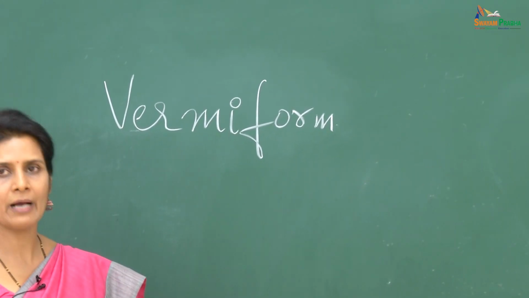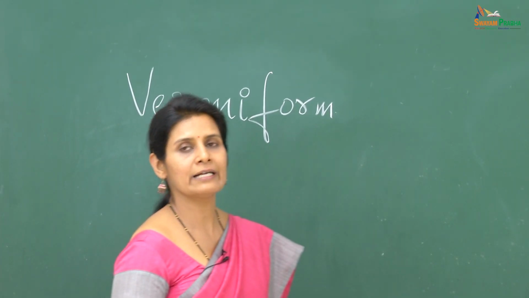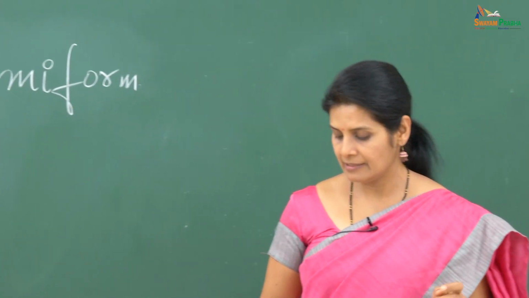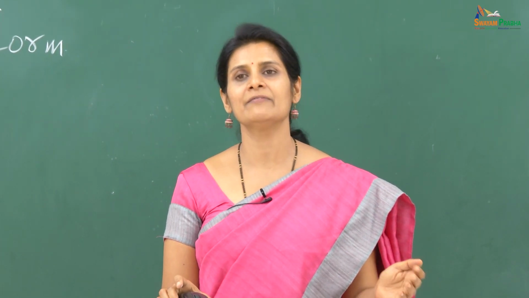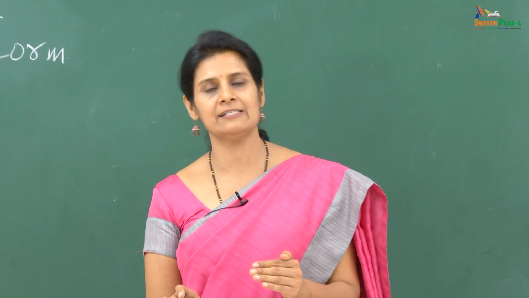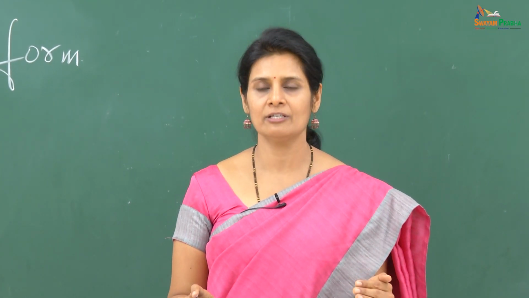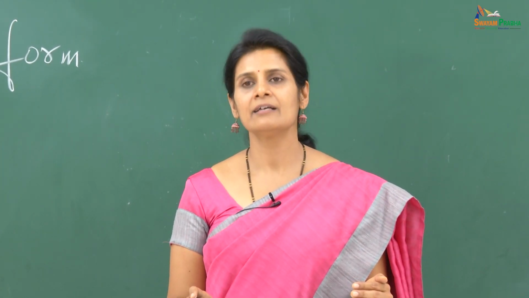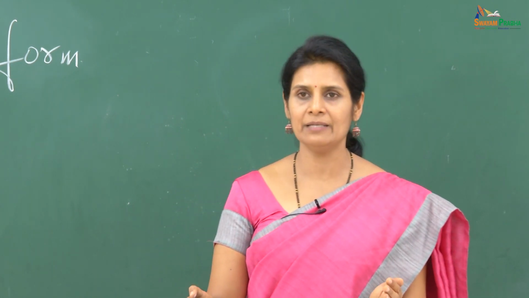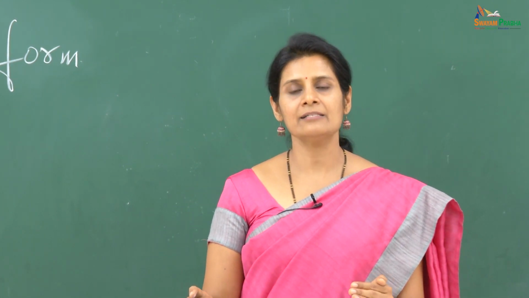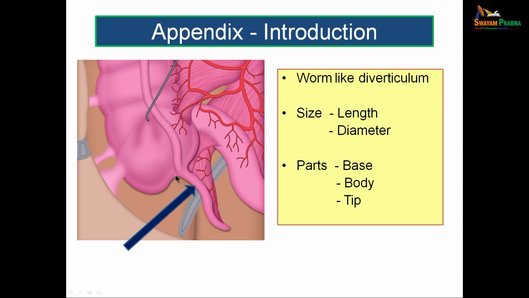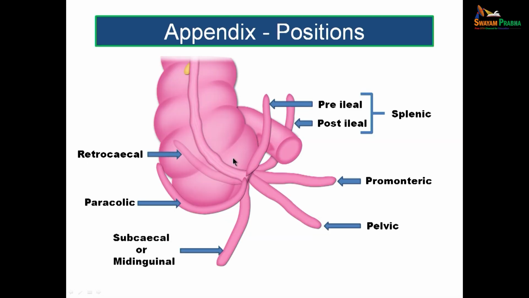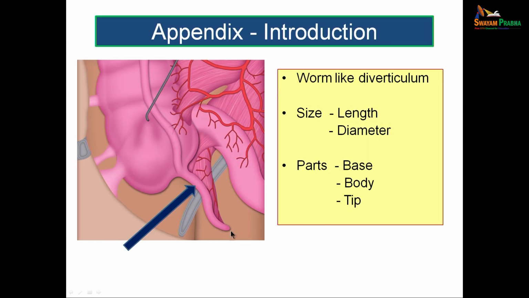This is vermiform appendix. Next, let us look at the size of appendix. The length of appendix varies greatly. It can be anywhere between 2 centimeters to 20 centimeters, an average length being 9 centimeters. The diameter is usually 5 millimeters in size. Next, looking at the parts of appendix, it has a base. This part is the base. The rest of it is the body, and the terminal portion is the tip of the appendix.